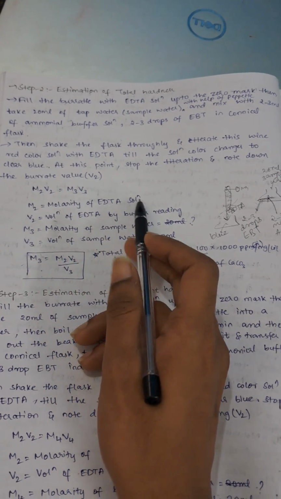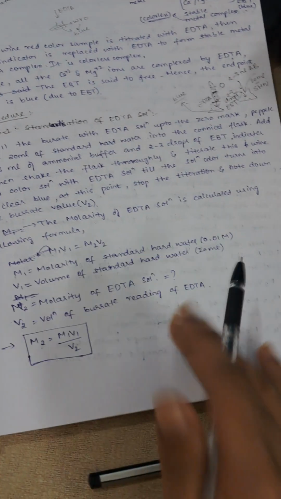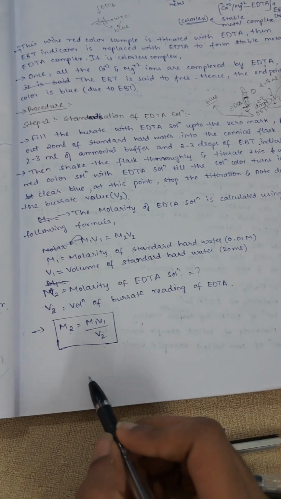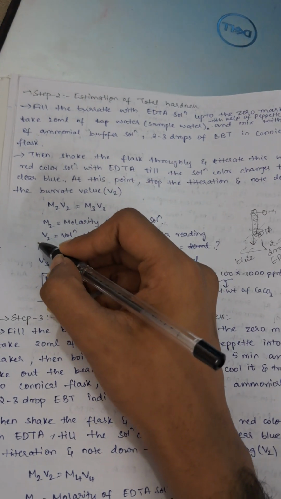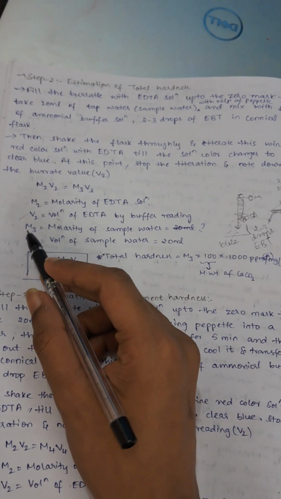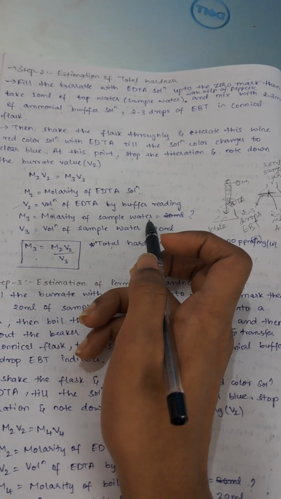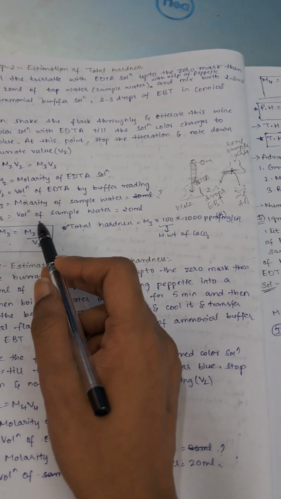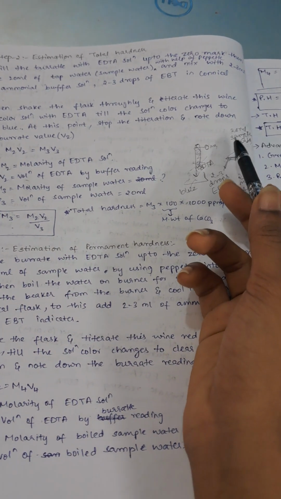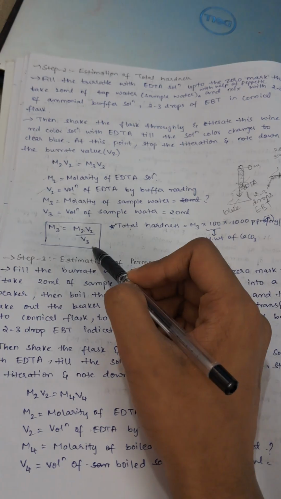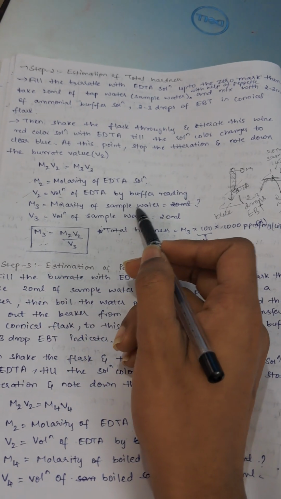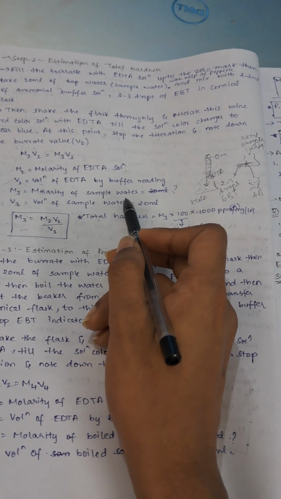M2 is the molarity of EDTA solution, which we have already calculated in the first step, molarity of EDTA. So we know M2, V2. M3 is the molarity of sample water that we need to find out. V3 is the volume of the sample water, which is 20 ml. We already knew this. So M3 is M2V2 by V3. So M3 is the molarity of sample water, tap water.